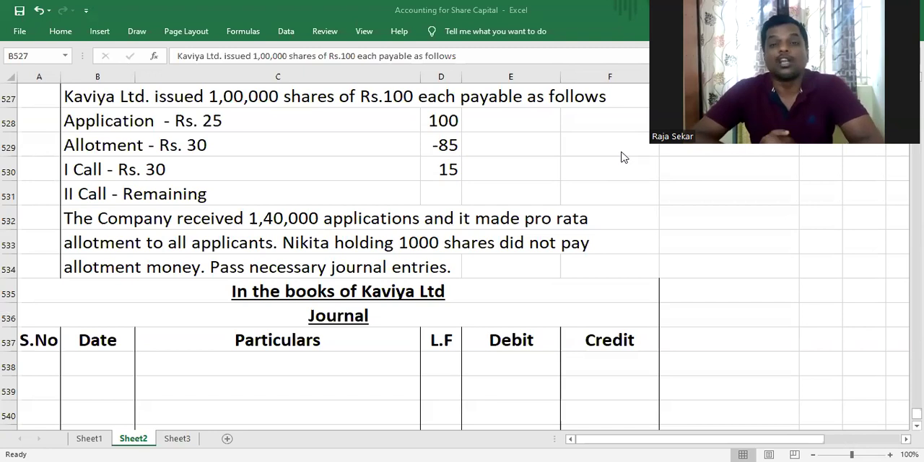In this series of videos, we are learning the various concepts involved in accounting for share capital. And in this particular video, I'm going to be teaching you how to compute calls in arrears in a question where pro rata allotment is done, and the working note that you're supposed to prepare in order to compute the calls in arrears amount in a pro rata allotment problem.